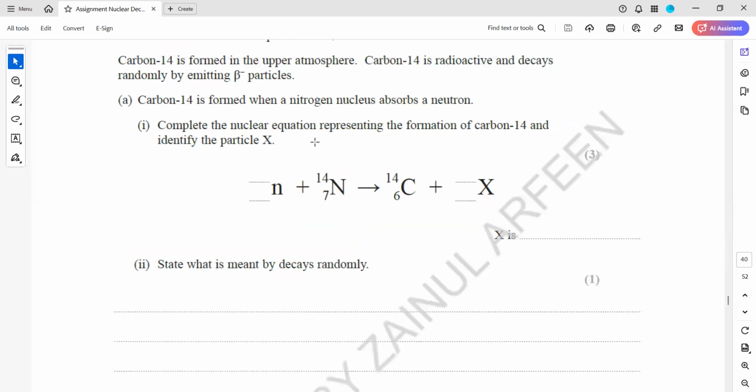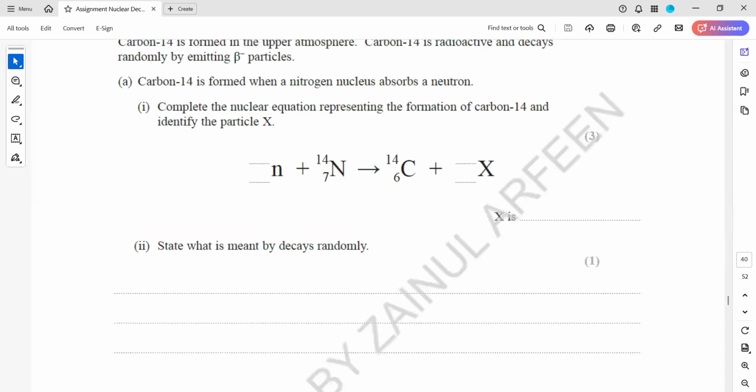What is meant by random decay? Random means there is no order.